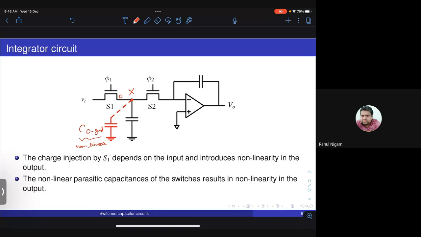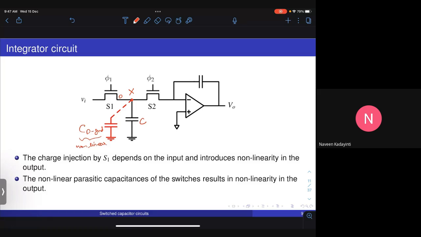So what happens is whenever phi 1 turns off, there will be a charge injection onto this capacitor C, which will depend on the input value. In addition to that, there is a non-linear capacitance on this node X, which means that for the same amount of charge dumped, the difference in voltage will be dependent on the absolute voltage at that node X. Okay, so this will result in some non-linear error in the sampled value.